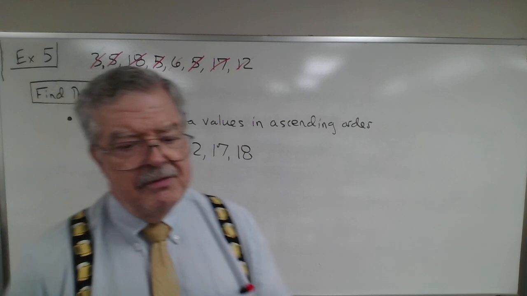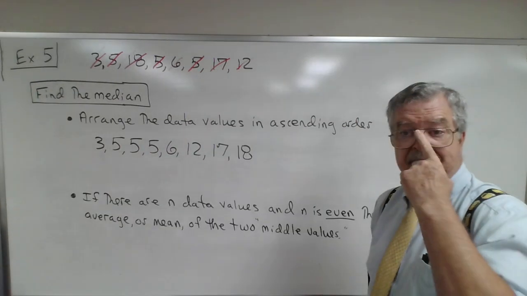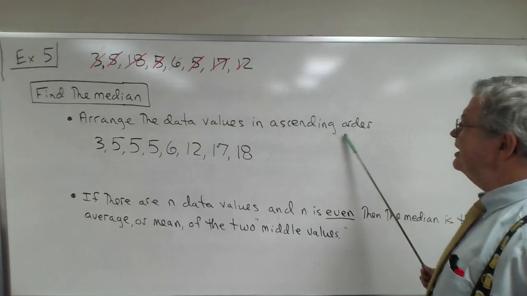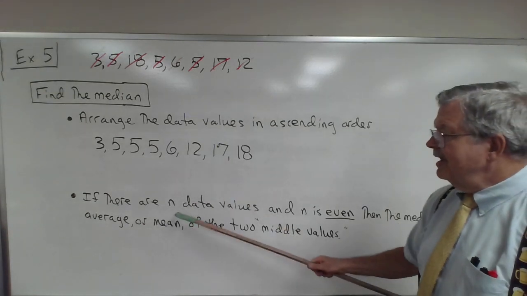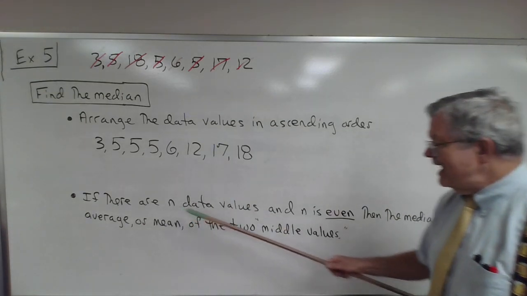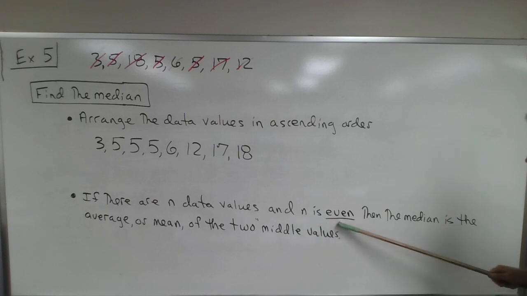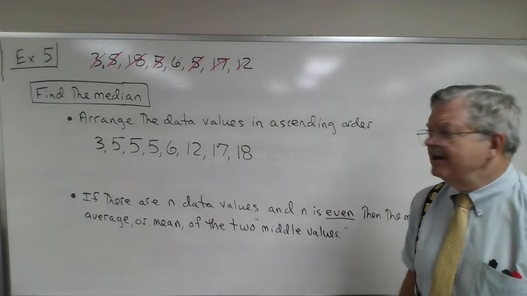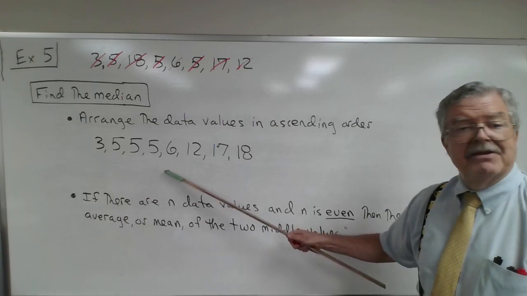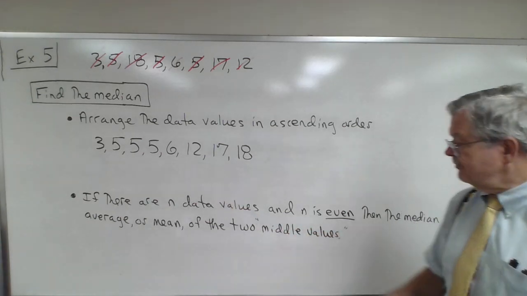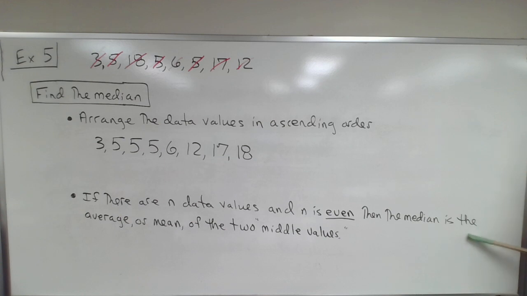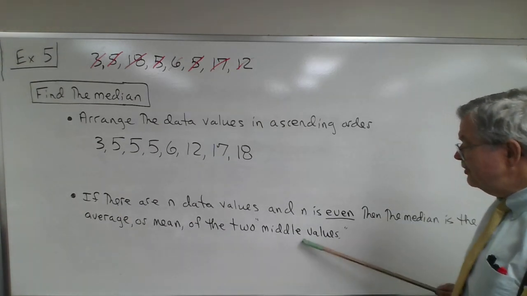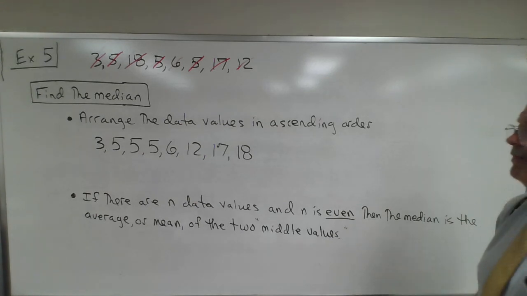Now, how do we compute the median? Arrange the values in ascending order. We did that. Now, if there are n data values and n is even, and n is even this time, isn't it? We have 8 data values and 8 is an even number. Then the median is the average or the mean of the 2 middle values.